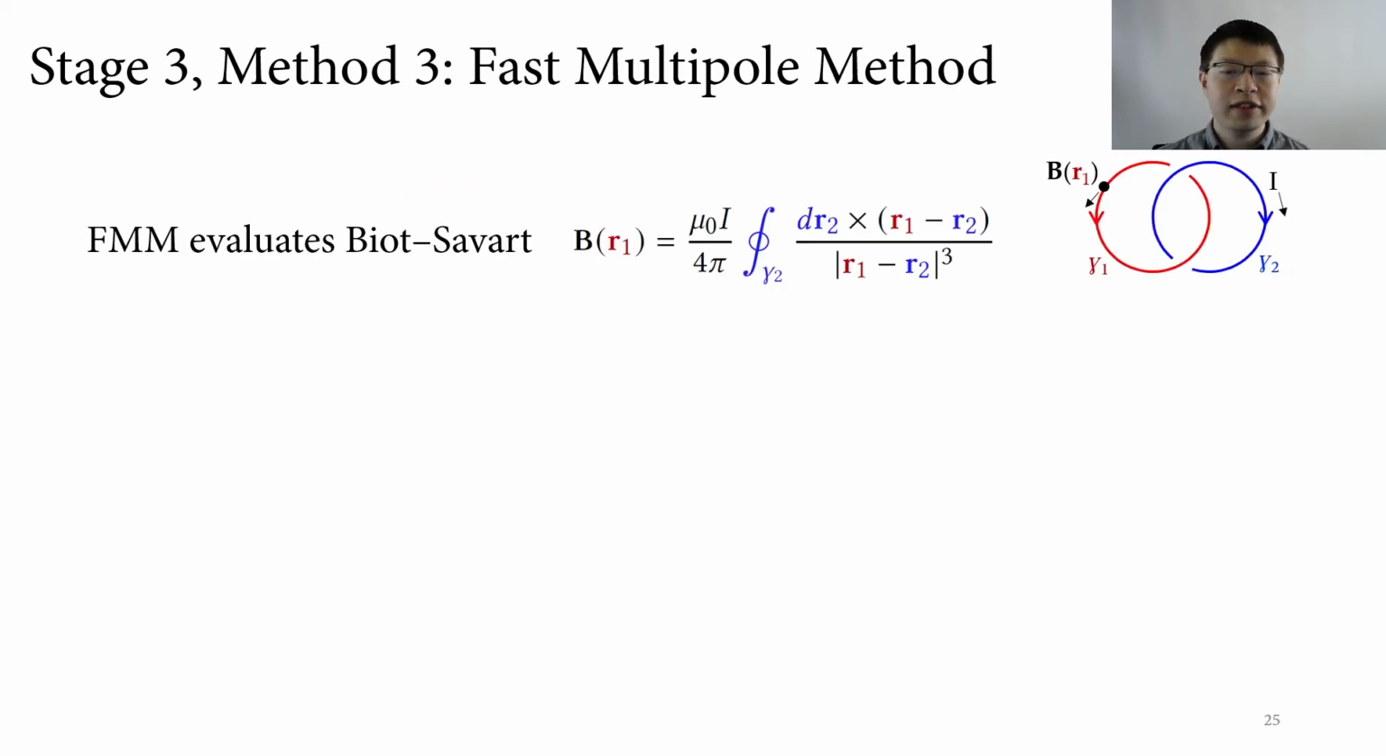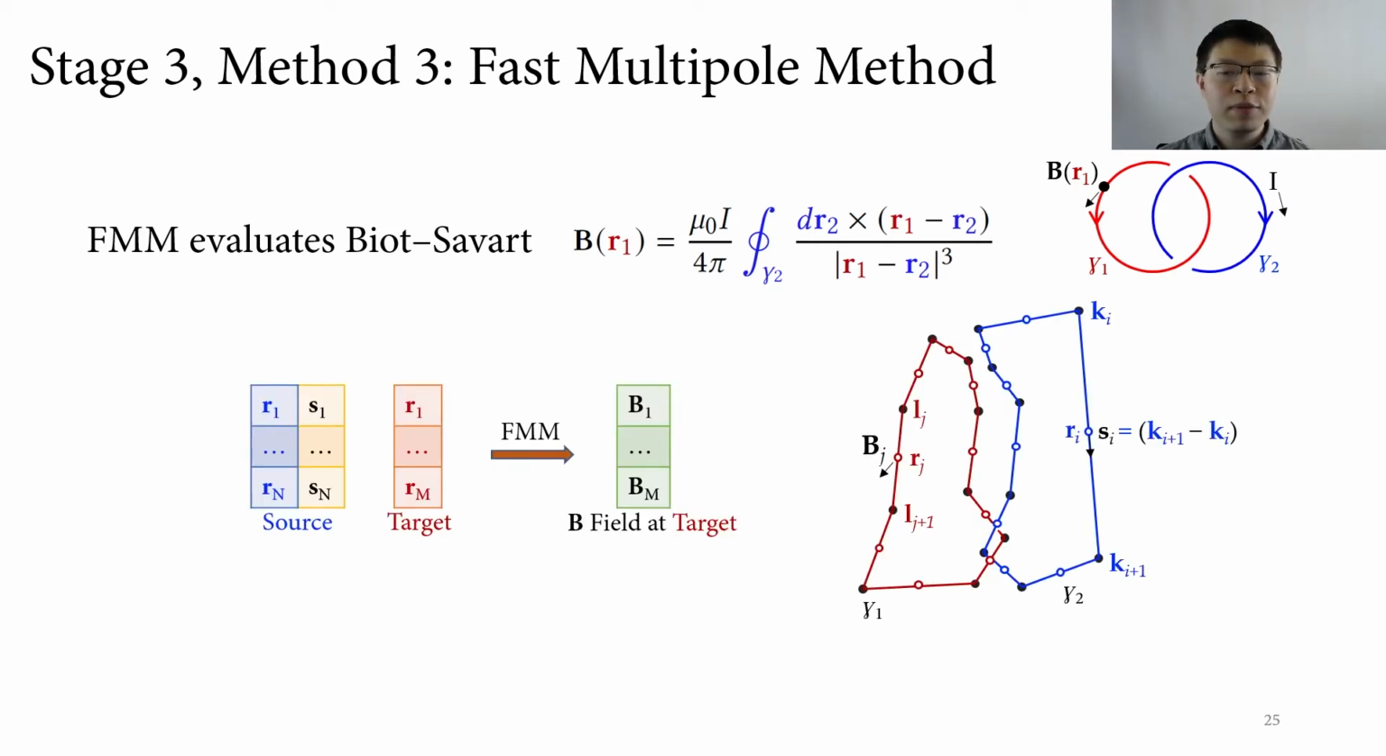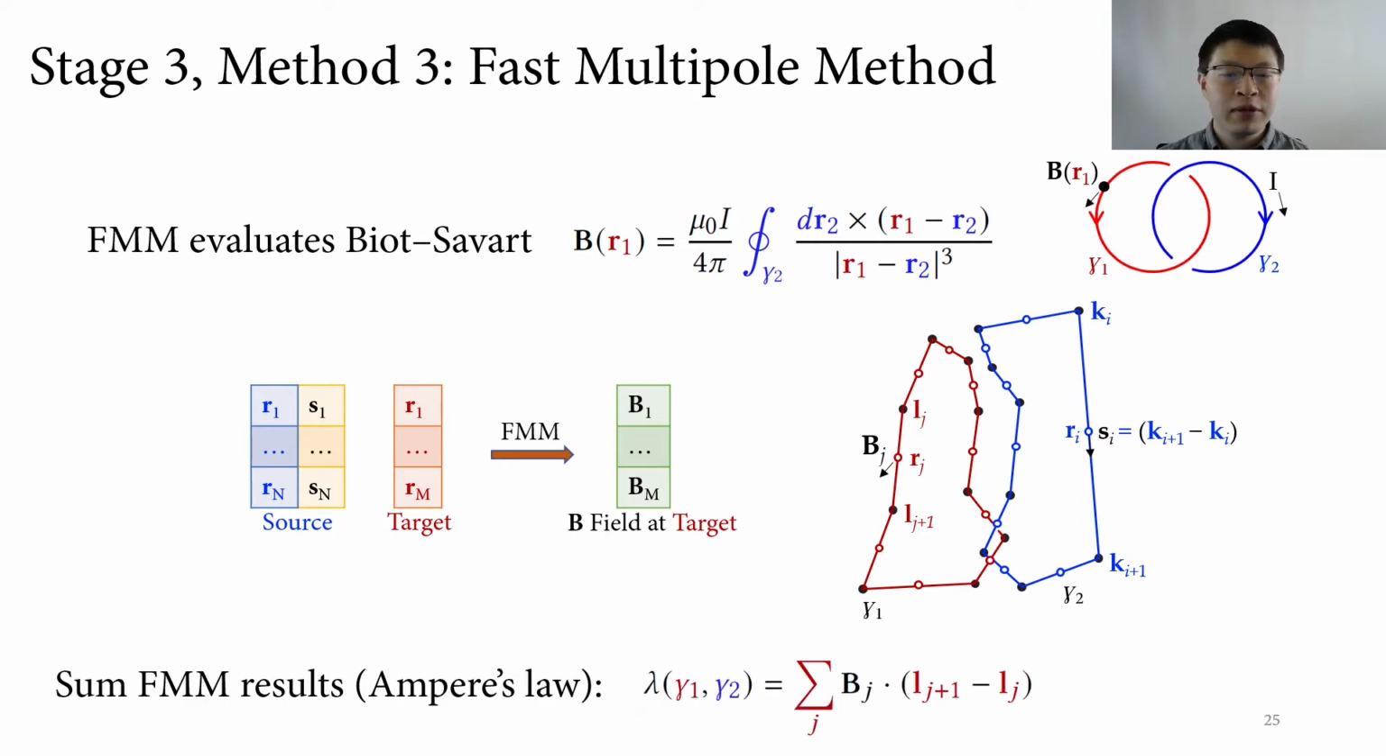The third method is the fast multipole method. It is a standard method for n-body Laplace problems, and there are many ready-to-use FMM libraries. We use fast multipole as a black box tool to mass evaluate the Biot-Savart integral. Denote the blue loop as a source and the red as a target. The method basically takes as input a list of source points, source currents, and target points, and outputs B fields along the target loop. We then use Ampere's law to get the linking number by summing along the target loop.